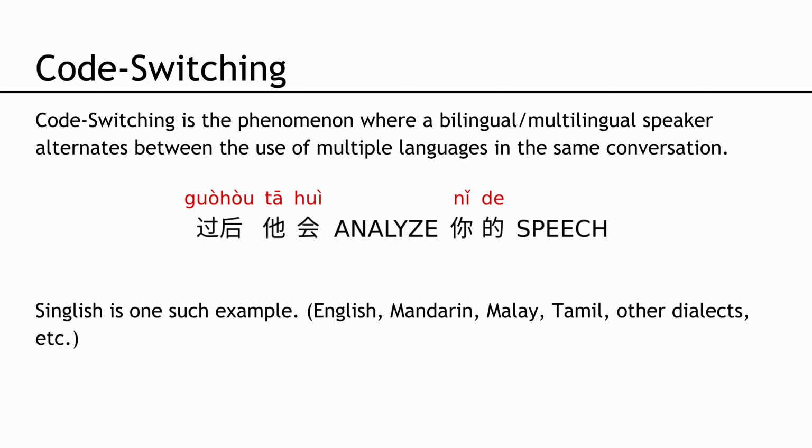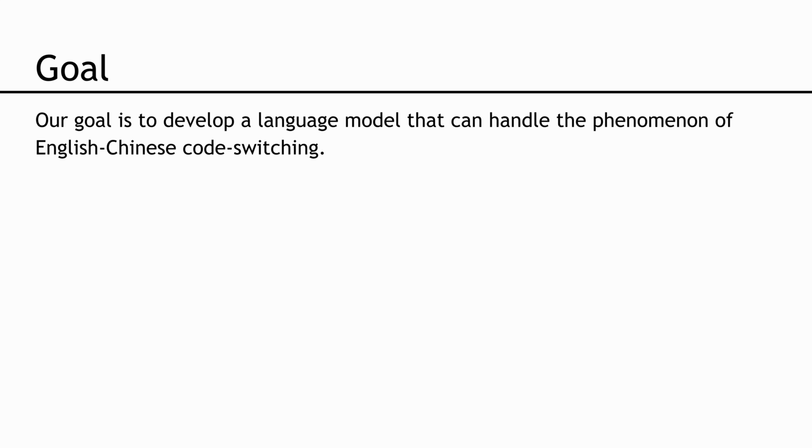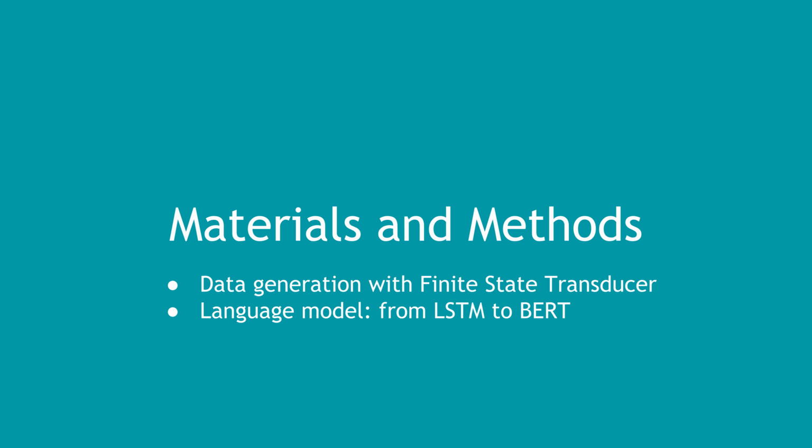Singlish is an example of a code-switched language as it includes a mix of vocabulary from English, Chinese, other Chinese dialects, Malay, Tamil, etc. Now, we can state the goal of our project, which is to develop a language model that can handle the phenomenon of code switching. Having a good language model could help us in other downstream tasks. Now, I will move on to our materials and methods.